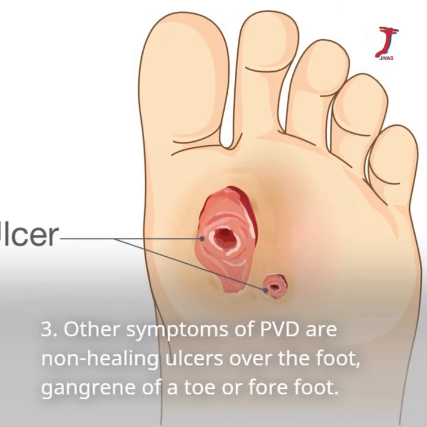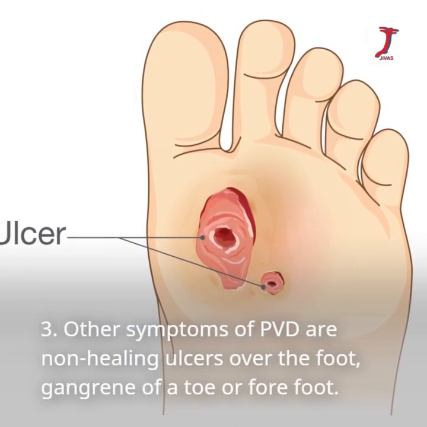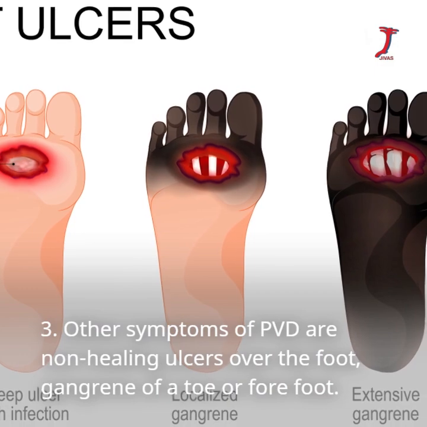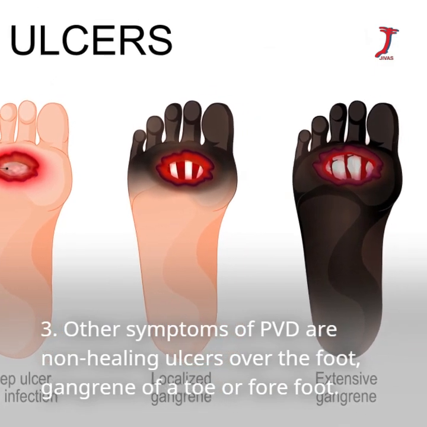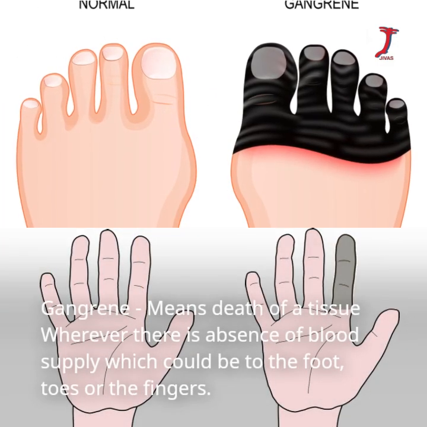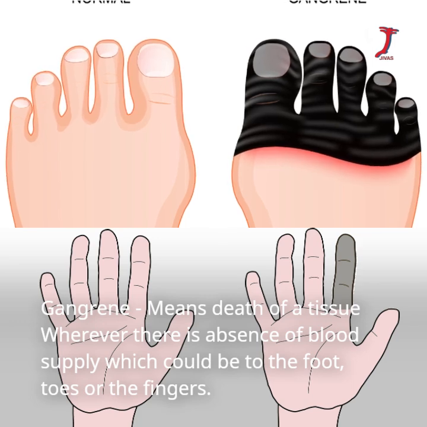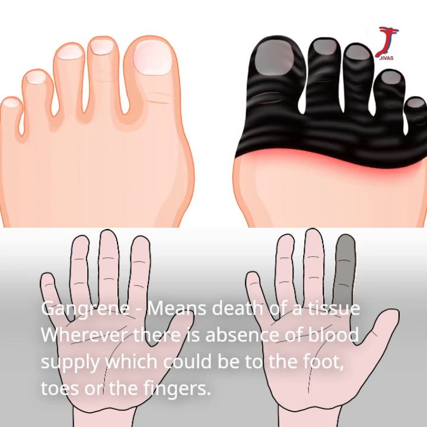Other symptoms of PVD are non-healing ulcers over the foot, and gangrene of a toe or forefoot. Gangrene means death of a tissue, wherever there is absence of blood supply, which could be to the foot, toes or the fingers.